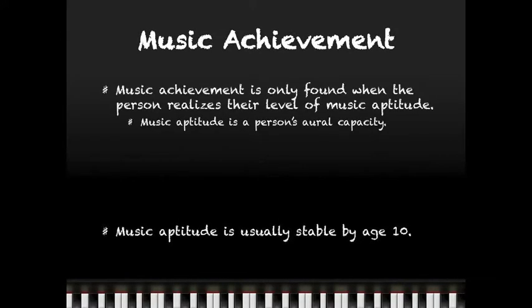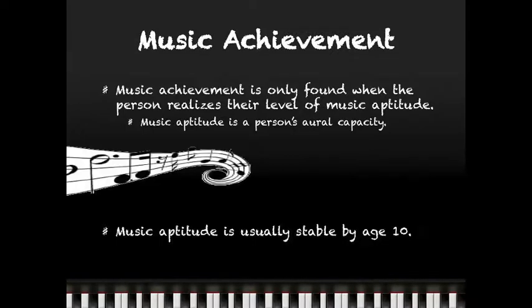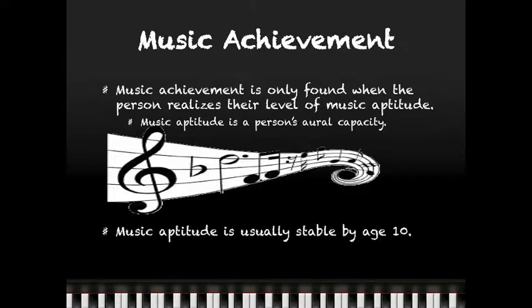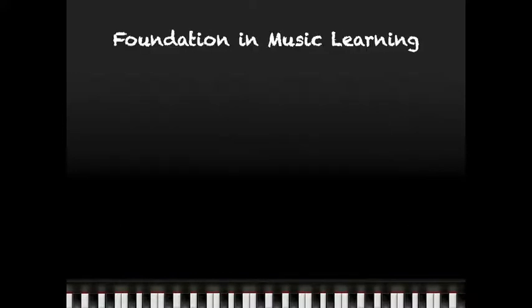Music achievement and music aptitude are very different, but have to do with the same thing. Everyone has music aptitude, however, music achievement is only found when the person realizes their level of music aptitude. As a young child, music aptitude and audiation are developing and fluctuating, and pretty stabilized after about age 10.